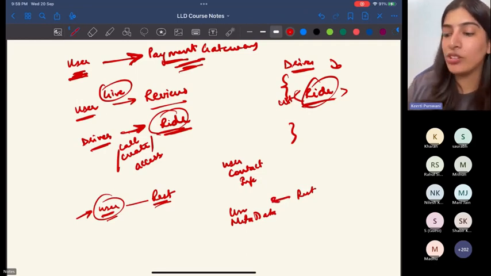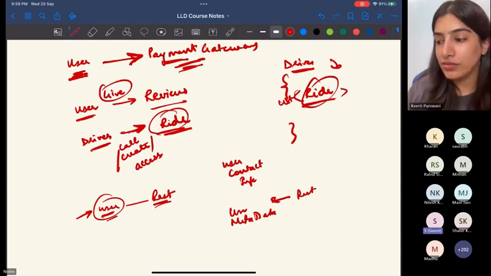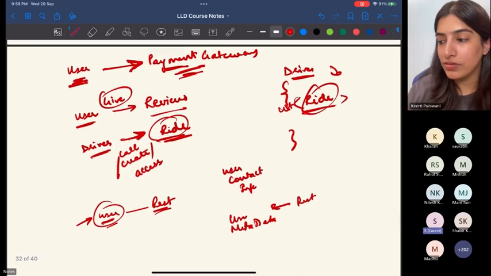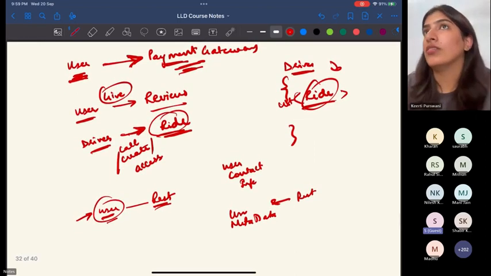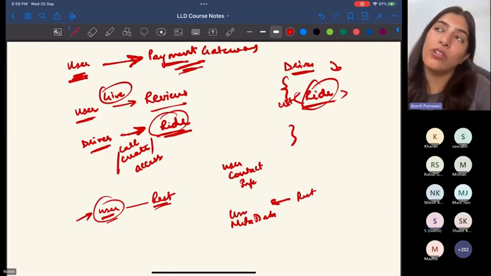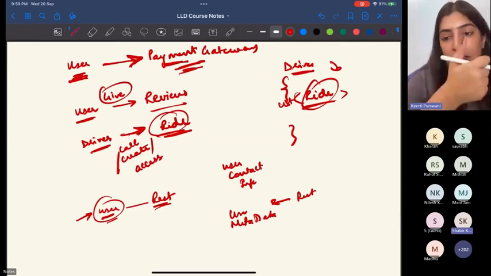I meant from a Swiggy perspective, and by the way, I mean partner and not restaurant. So I don't think there is anything confidential on a user class itself for Swiggy, for example. There won't be any PAN card details or anything like that. Okay, makes sense. Yes, yes. Okay, cool.